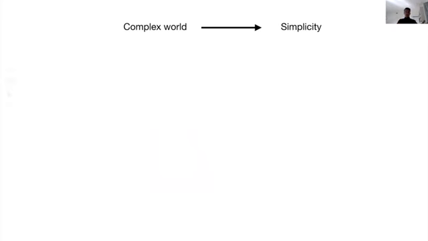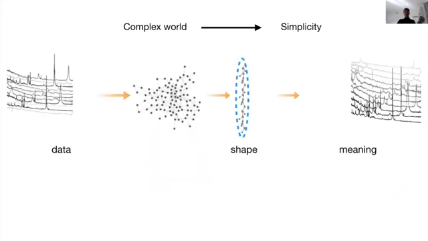And I hope I have convinced you that data has shape and shape has meaning. And so if we follow that route, we can actually find trends in data, and we can extract meaning out of data sets in a very powerful way.